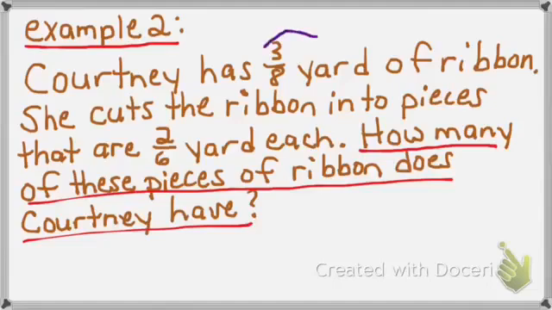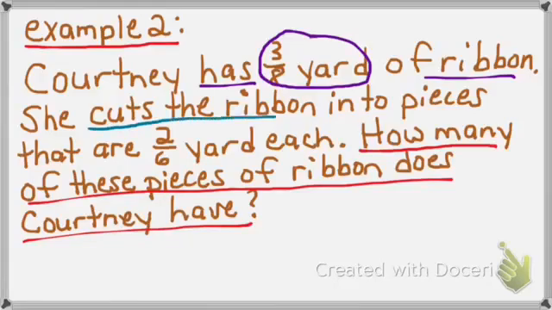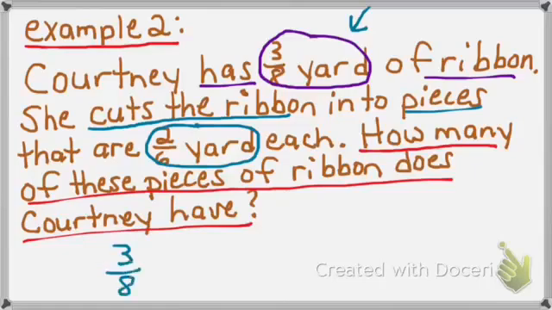I know that Courtney has 3/8 of a yard of ribbon. This is what she has already. I also know that she's going to cut the ribbon into pieces that are 2/6 of a yard each. So the total ribbon that she has is her 3/8 of a yard. That's her total amount of ribbon. I'm going to write that down right here. That's my total, 3/8. I'm going to cut it into equal pieces that are each 2/6 of a yard.